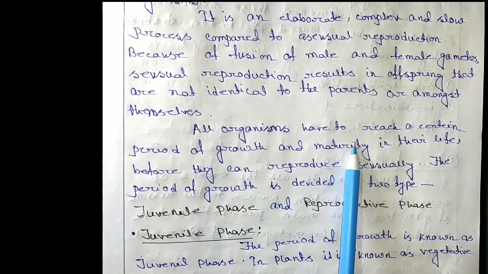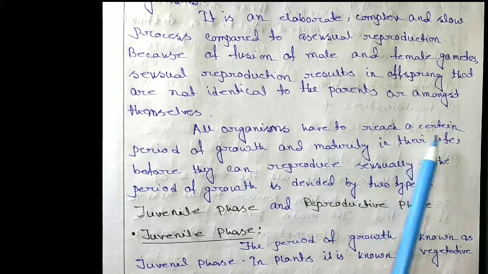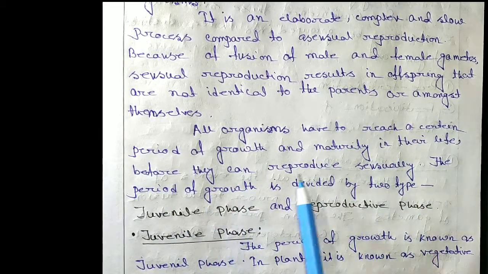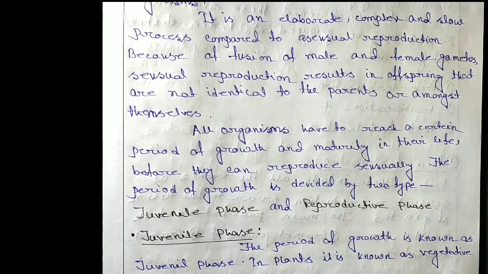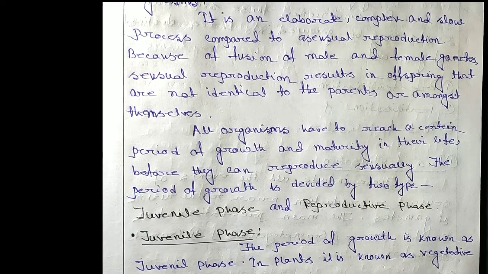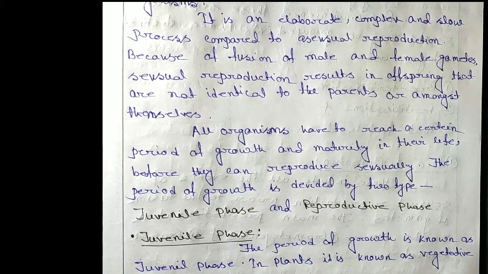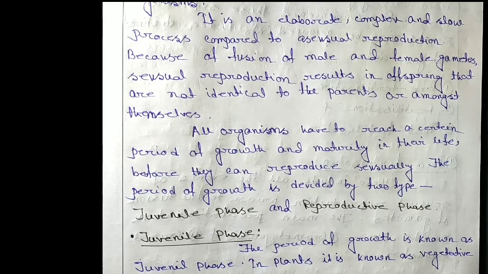All organisms have to reach a certain period of growth and maturity in their life before they can reproduce sexually. That means before an organism is capable of reproduction, it must grow up and mature enough.